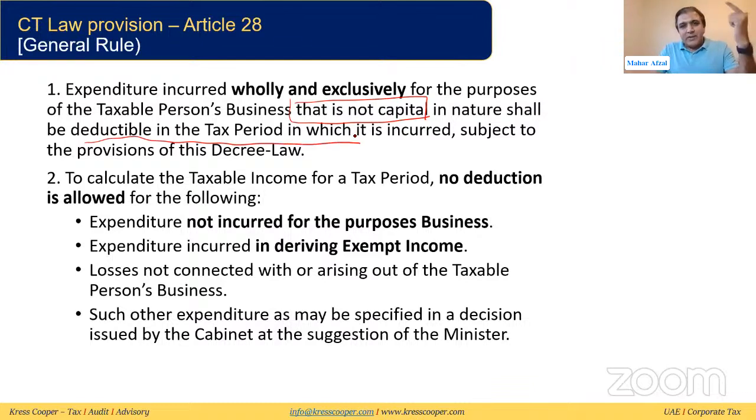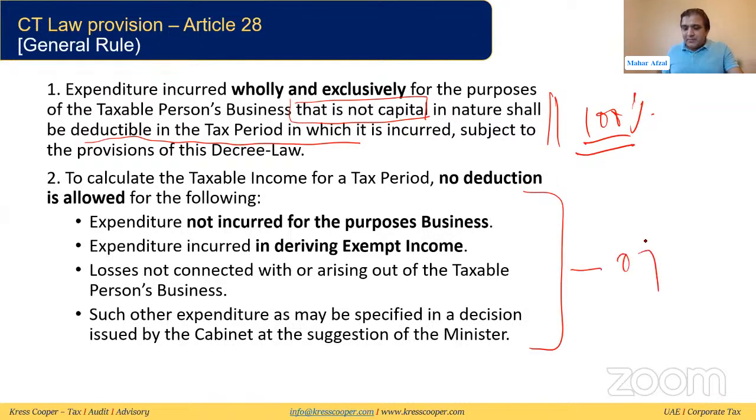So the first thing established is that these expenses will be 100% allowed, subject to the condition that they are wholly and exclusively for business purposes and not capital in nature. We'll discuss what is capital and what are revenue types of expenses in the same webinar today. This is the first category: expenses you can claim 100%. The second category is expenses you cannot claim, 0%. You are not allowed to claim these expenses to calculate taxable income for the tax period.